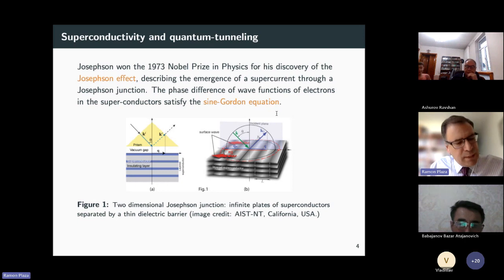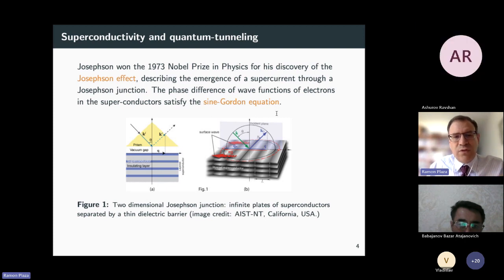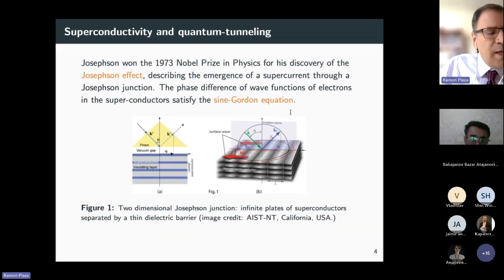Suppose that you have a dielectric material that is in between two conductors. Then the phase difference of the wave functions of the electrons on one side or the other side of the dielectric satisfies the sine-Gordon equation. So in this picture, you have a two-dimensional Josephson junction, but you can also have that in one dimension. Actually, they are called Josephson junctions in 1D.